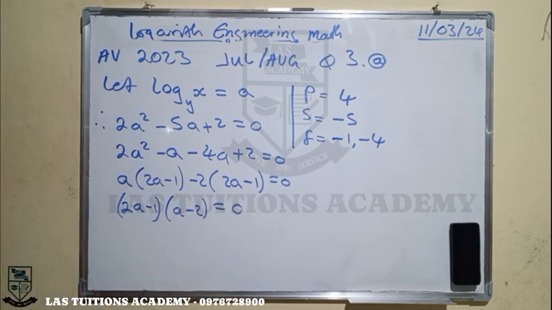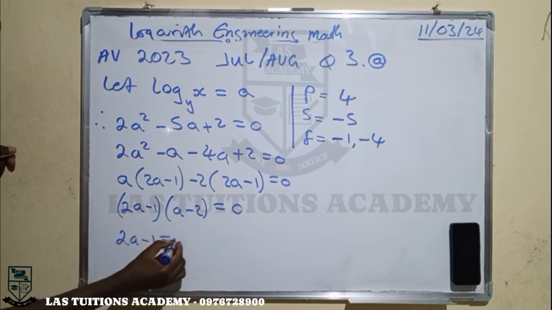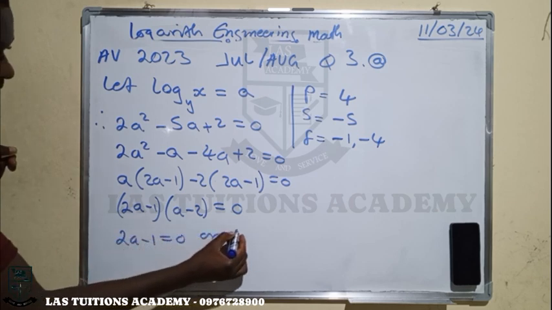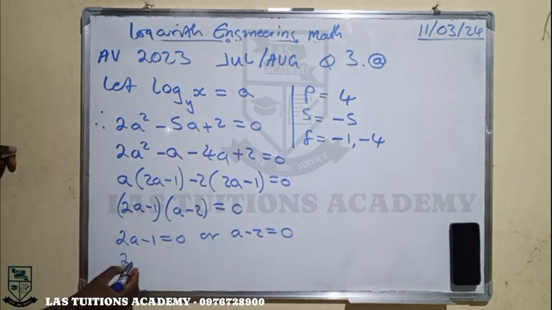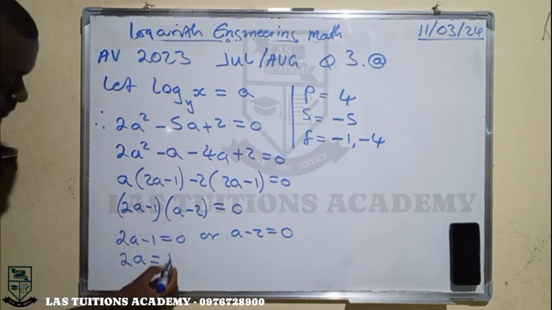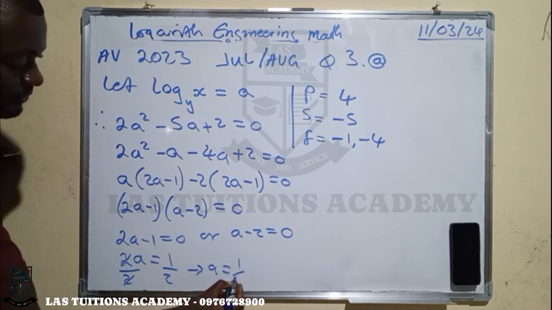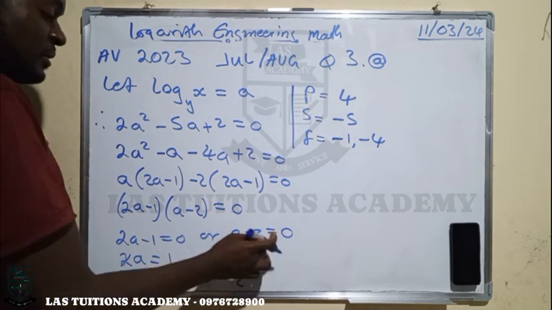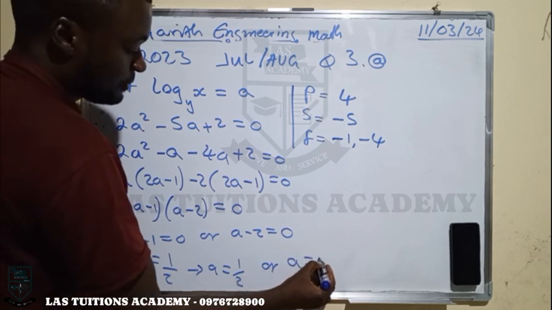So this only tells us that 2a minus 1 is equal to 0, or a minus 2 is equal to 0. So 2a, when we take 1 the other side, we're going to have 2a is equal to 1. So we can divide by 2 here, divide by 2 there. This and that cancels. So it gives us a is equal to 1 over 2. Then here, when we take the 2 the other side, we are going to have a is equal to 2.